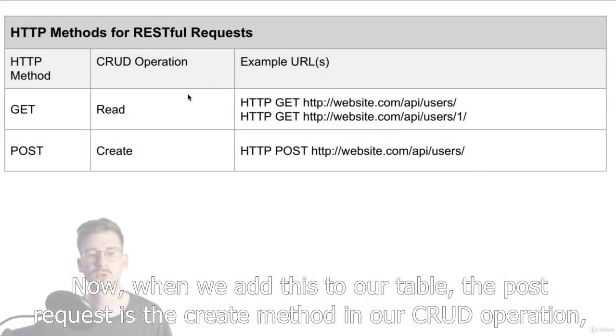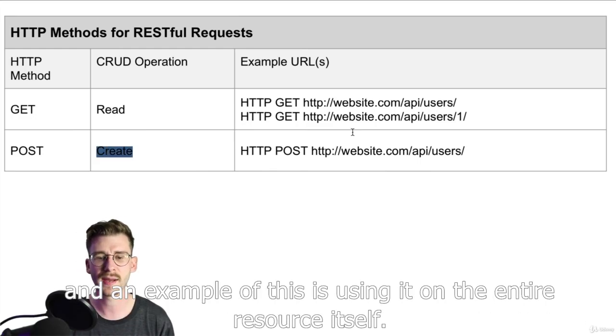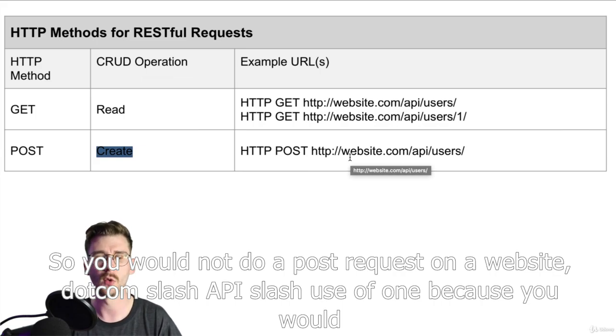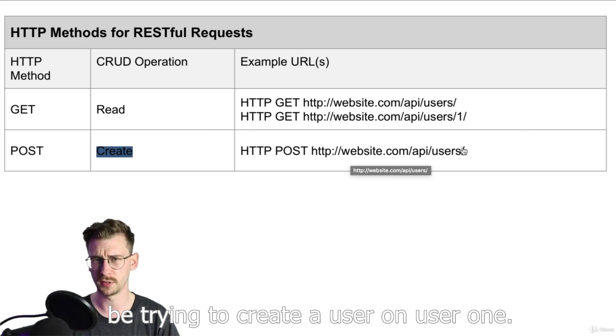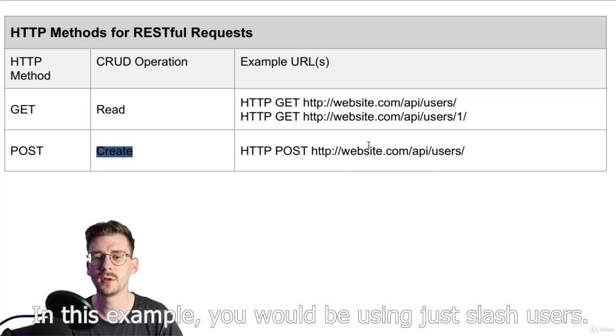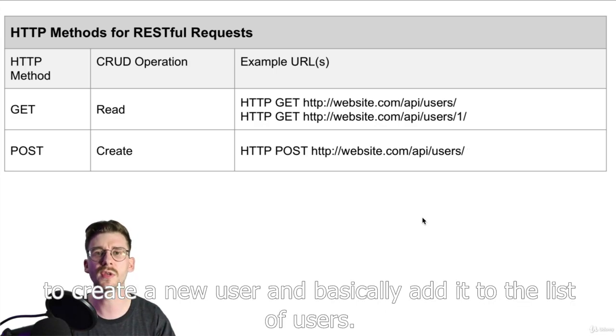Now, when we add this to our table, the post request is the create method in our CRUD operation. And an example of this is using it on the entire resource itself. So you would not do a post request on website.com/API/user/1 because you would be trying to create a user on user 1. Users don't typically have sub-users. In this example, you would be using just /users. That would be your endpoint, your resource URL, your URI, sometimes it's called. And you're going to create a new user and basically add it to the list of users.